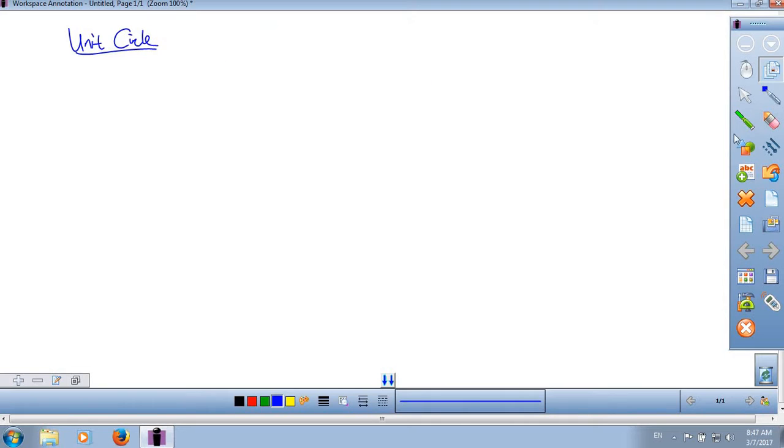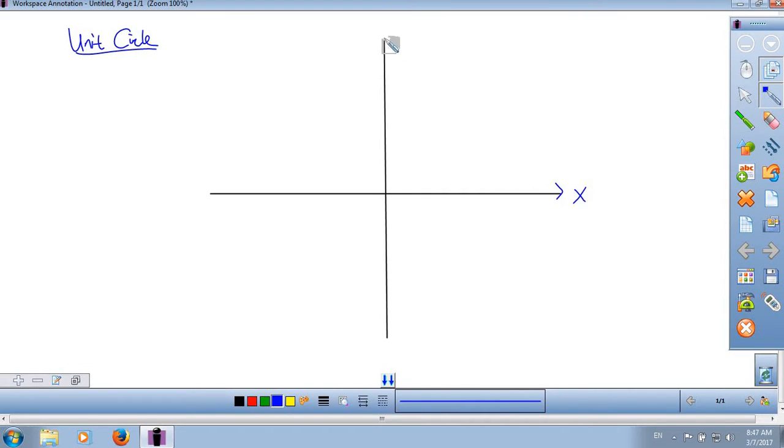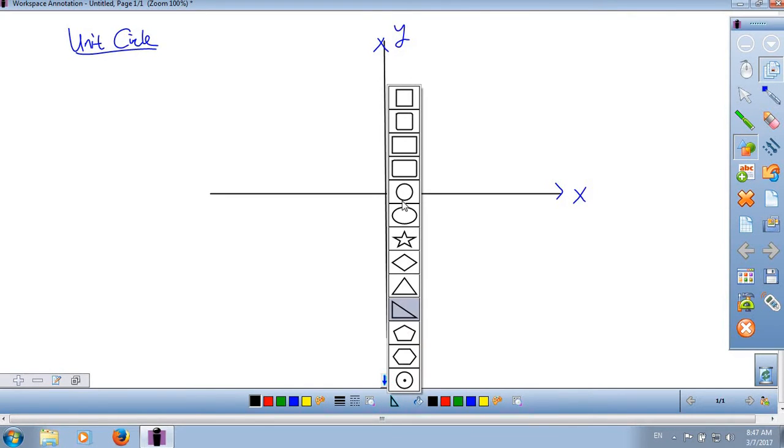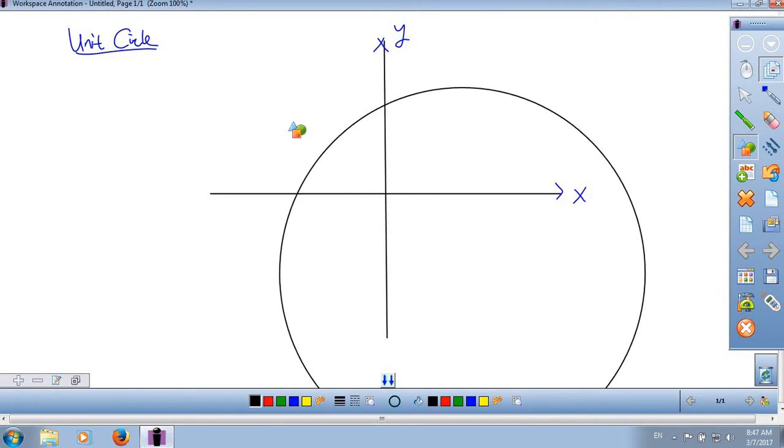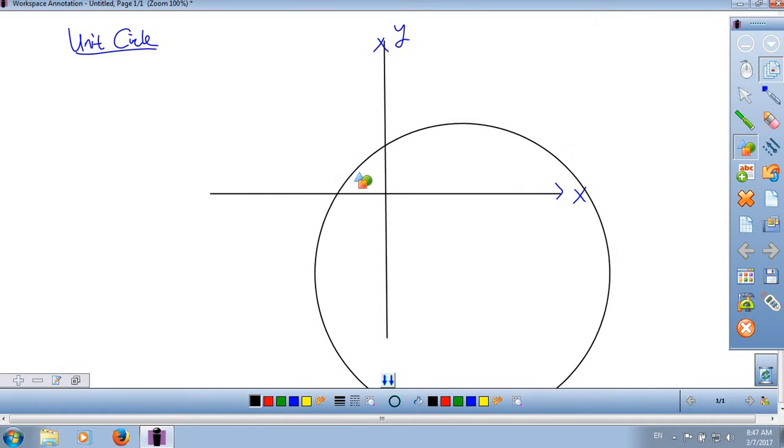Now, what is a unit circle? Well, a unit circle, by definition, is a circle that has a radius of 1. Okay, but we're going to superimpose a circle on the coordinate plane, and we're going to see how that helps us understand the functions of sine, cosine, and tangent. How the unit circle helps us understand a trigonometry function.